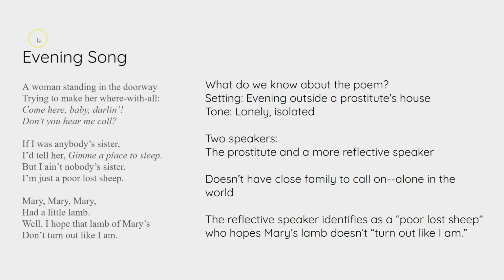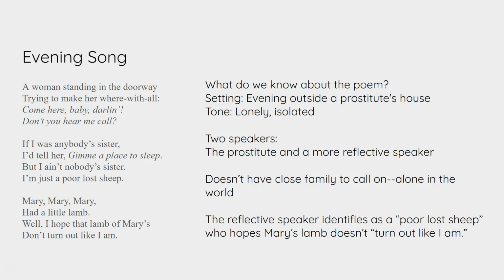So we're going to be looking at Evening Song by Langston Hughes, and this has both symbolism and also allusions. So in Evening Song, it says, "A woman standing in the doorway trying to make her wherewithal. Come here, baby darling, don't you hear me call? If I was anybody's sister, I'd tell her, give me a place to sleep. But I ain't nobody's sister. I'm just a poor lost sheep. Mary, Mary, Mary had a little lamb. Well, I hope that lamb of Mary's don't turn out like I am."